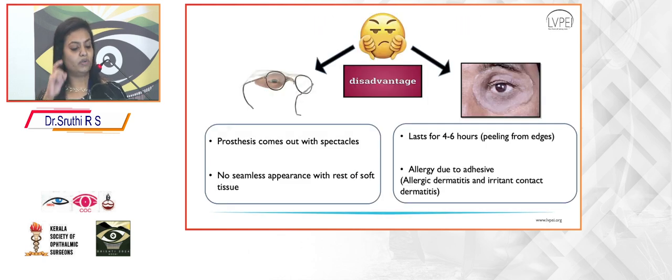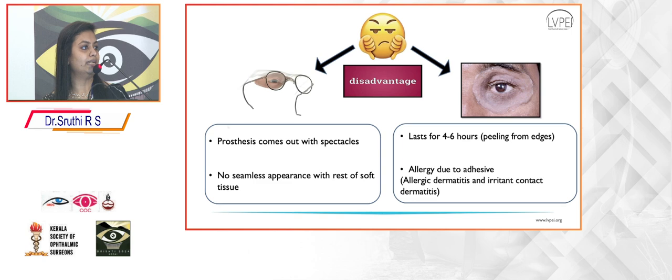The spectacle mounted usually will come out along with the spectacles, and there was no seamless appearance with the rest of the soft tissue. When the patient looks down or bends down, it will come out when the spectacle falls down. And the second one, which was glued or adhesive retention, would usually last for only 4-6 hours, and then it will start peeling out from the edges. Also, allergy due to this particular glue, like allergic dermatitis and irritant contact dermatitis, was also seen in a few patients.